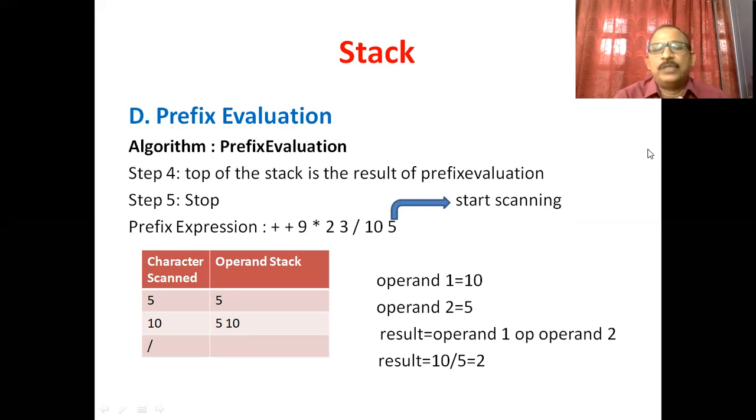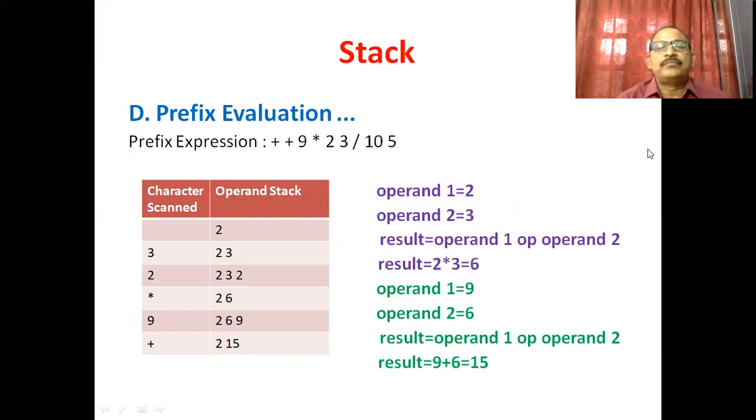Okay, perform the operation operand 1 followed by the operator. Here you can see the division operator followed by the operand 2. So result is operand 1, 10, divided by 5 is equal to 2, and this 2 is pushed on the operand stack. Okay. Now next, 3 is scanned, push it on the operand stack. 2 is encountered, push it on the operand stack. Star is encountered, pop the 2 items and perform the operations.